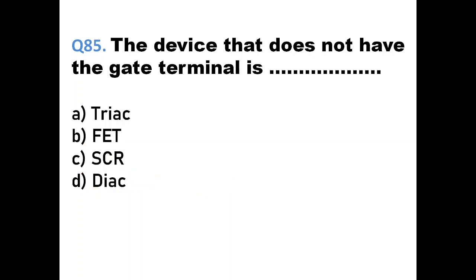Next we'll go to question number 85. The device that does not have the gate terminal. Now if you see all these options, the first one is TRIAC. TRIAC is having three terminals, one is gate from that. Second one is FET. FET is having three terminals, one is gate from that. Third is SCR. SCR is having three terminals, one is gate from that. And fourth one is DIAC. DIAC is having only two terminals, there is no gate terminal in that. So here the answer should be DIAC. Fourth one, DIAC. The device that does not have a gate terminal is DIAC.